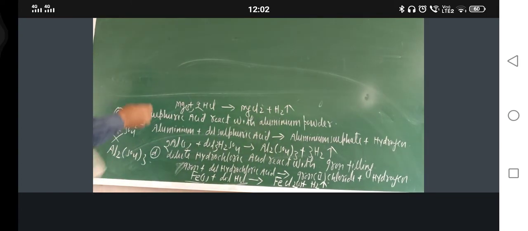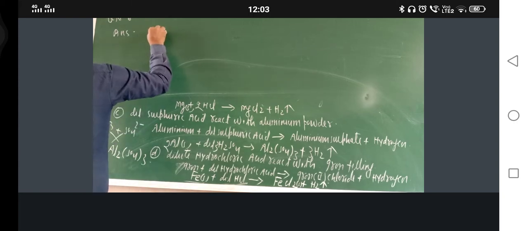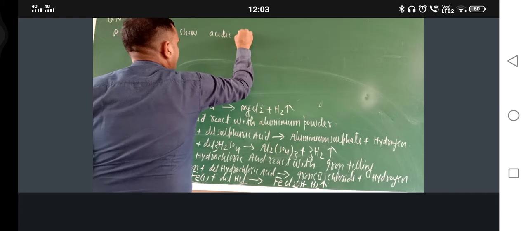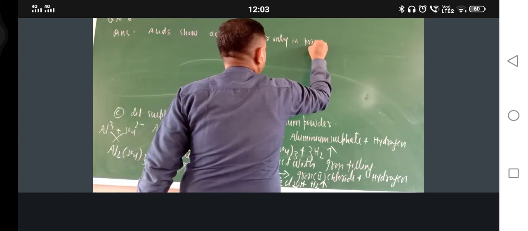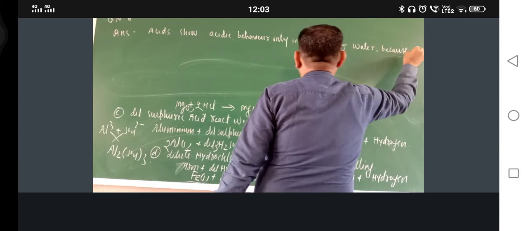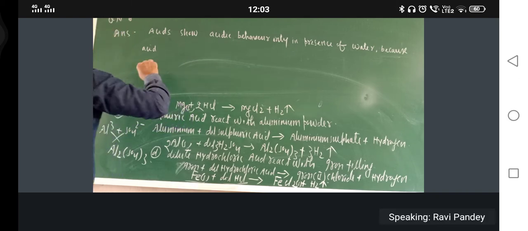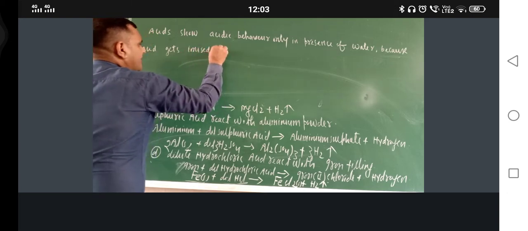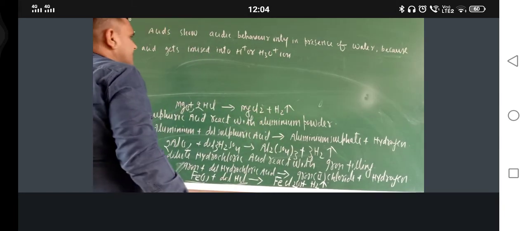See, question number 8. Answer. Acids show acidic behavior only in water, only in presence of water, because acid gets ionized into H positive or H3O positive ion in presence of it.